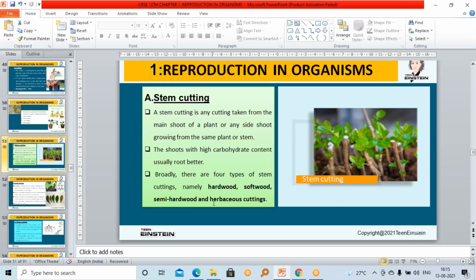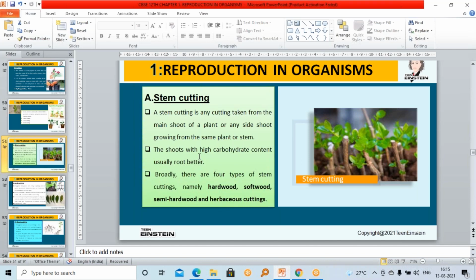And there are different types of this stem cutting. Which are they? Hardwood cutting, softwood cutting, semi-hardwood cutting, and herbaceous cutting. Just remember this, just for your NEET purpose. There are different types of stem cutting. For the NEET exam, you remember all these. No need to read in detail, just remember these points. All these 4 types you need to remember. They may ask a question: hardwood, softwood, semi-hardwood, and herbaceous cutting. These are the methods of stem cutting. No need to read in detail.